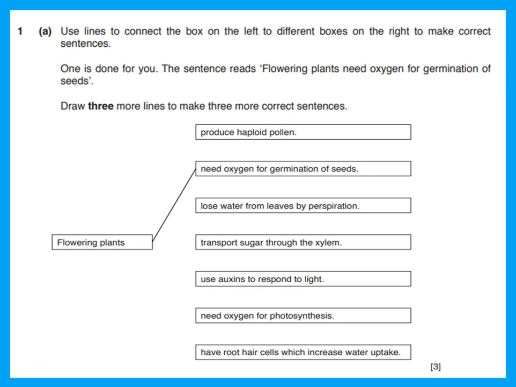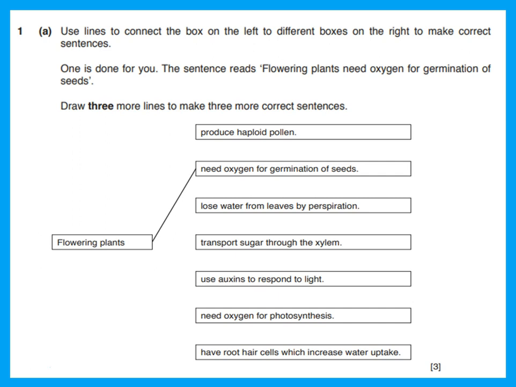So, what do we know about flowering plants? Well, do they produce haploid pollen? Yes, they produce pollen grains that have half the number of chromosomes, so that is correct. They lose water from leaves by perspiration? No, they lose water from leaves by transpiration. Transport sugar through the xylem? No, they transport sugar through the phloem. It is water that is transported through the xylem.